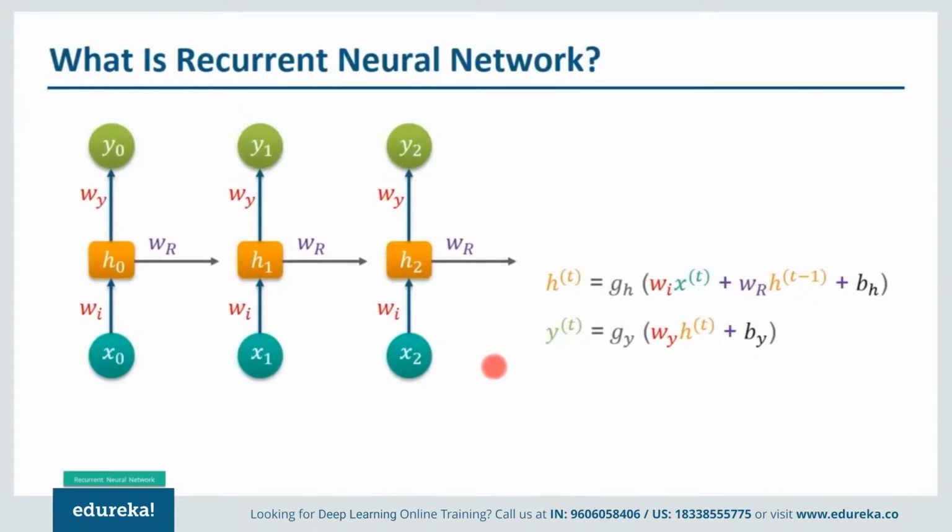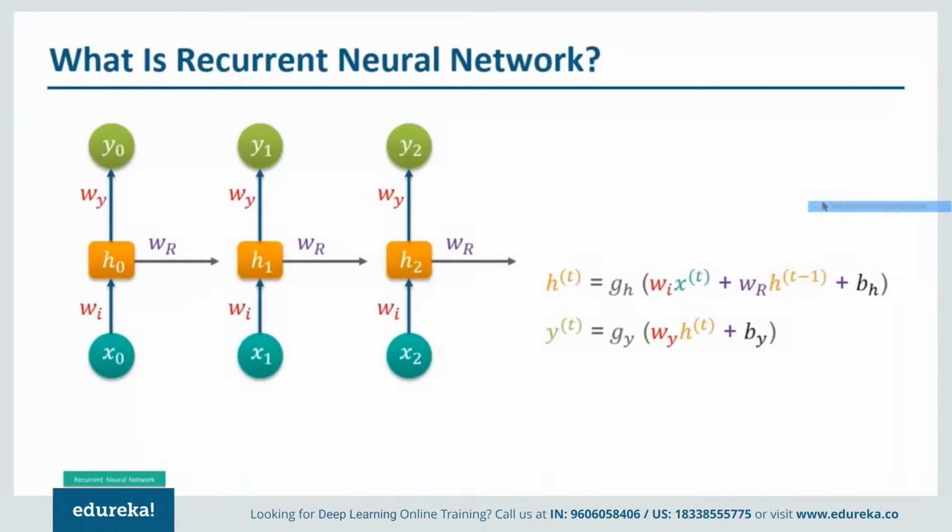Similarly, in the next timestamp, that is at time t equals 2, we have input x2. We need to figure out what will be h2. So we'll multiply the weight matrix Wi with x of 2 plus Wr into h of 1 that we have got here, plus b of h, and pass it through a function g of h to get h of 2. From h of 2, we'll calculate y of 2: Wi into h of 2 plus by, that is the bias, pass it through a function g of y to get y2. And this is how a recurrent neural network works, guys.